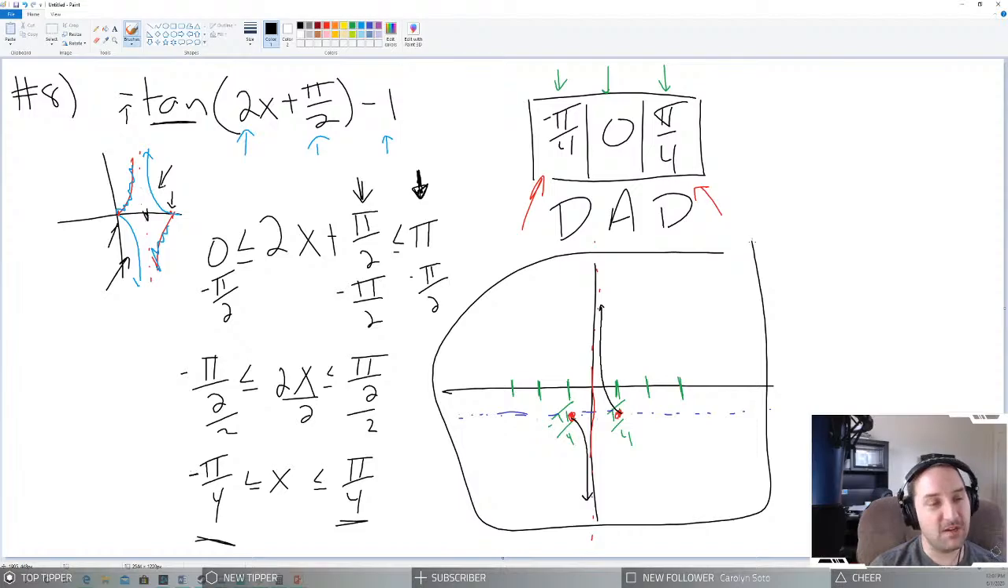The range is negative infinity to positive infinity. But for the domain, don't worry about that for tangent, just yet.